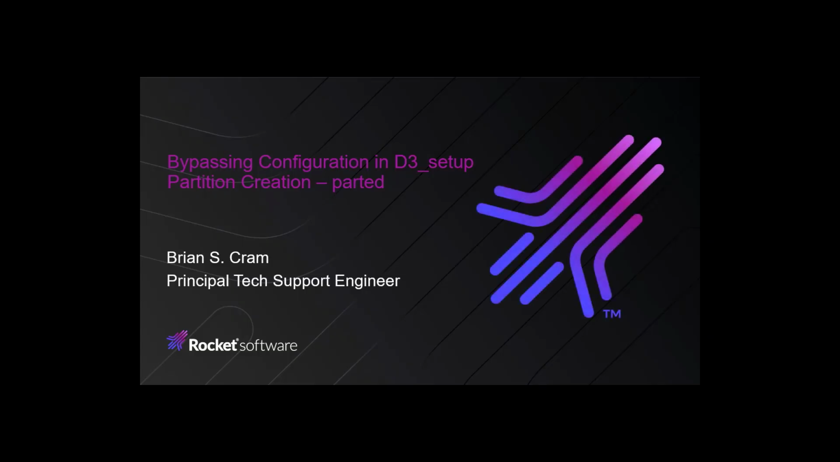This is the fourth video in a series that shows how to make D3 installation on Linux easier by bypassing D3 Setup's configuration menu. In this video, we'll cover using the Linux parted utility to create raw partitions. Later, we'll cover how to set up disk partitions for D3 using other methods and how to manually load D3 dependencies.